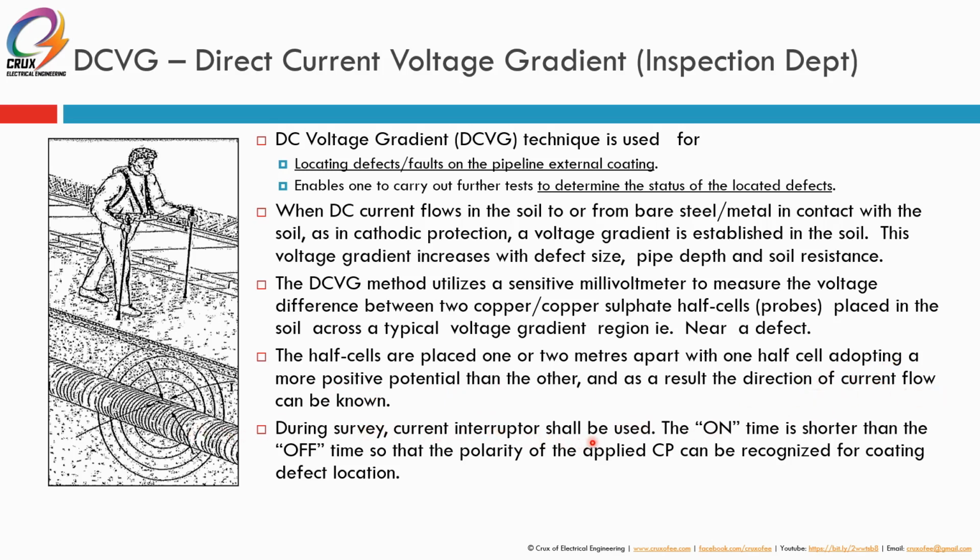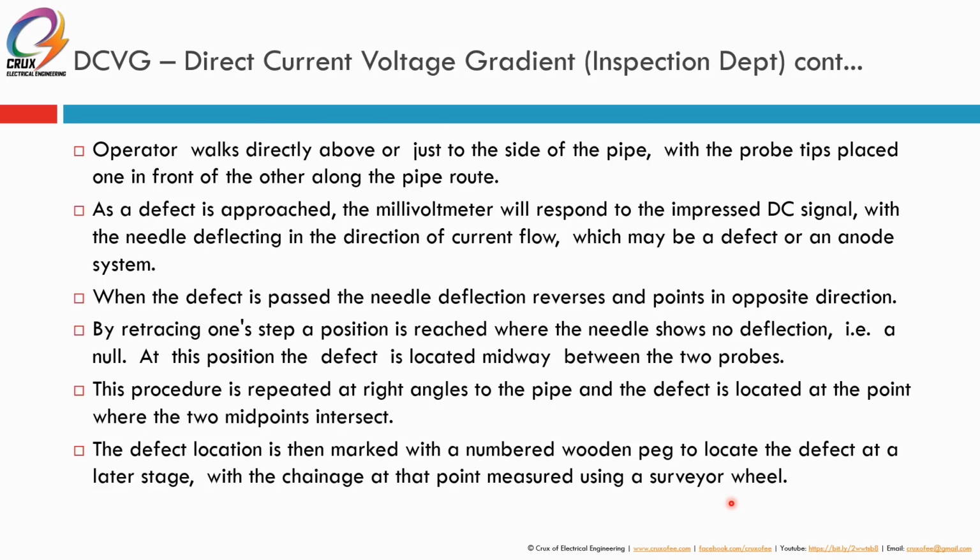So during the survey, a current interrupter shall be used. The on timer is shorter than the off timer. So when you go along the pipeline, you will know where the location of the defect is by looking at the current flow. Okay. So the polarity of the applied CP can be recognized lah for the coating defect location. So he will walk along above or just side by side with the pipe. So as the defect is approached, the millivoltmeter will respond to the impressed current DC signal lah. So it will deflect in the direction of the current flow, which may be a defect or an anode system. So it can be a defect or a nearby anode system itself lah.